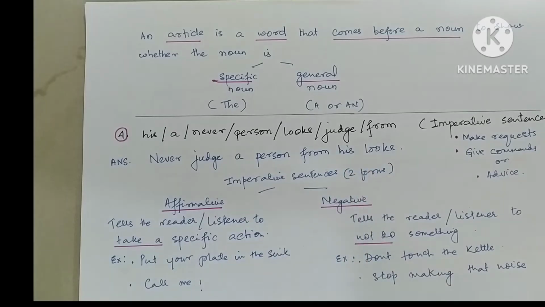Now imperative sentences can be of two forms. One is affirmative and one is negative. Affirmative means always positive, in the positive sense, which says yes. So it tells the reader or the listener to take a specific action. Example, put your plate in the sink is an affirmative sentence. Or call me. This is also an affirmative sentence. But what is a negative imperative sentence? It tells the reader or listener to not do something. Example, don't touch the kettle. Stop making that noise.